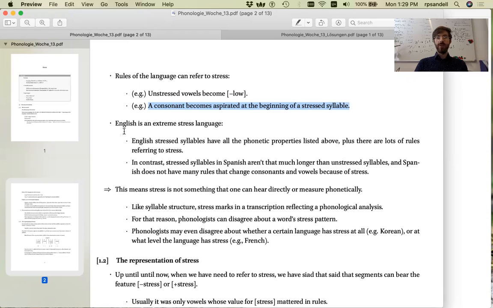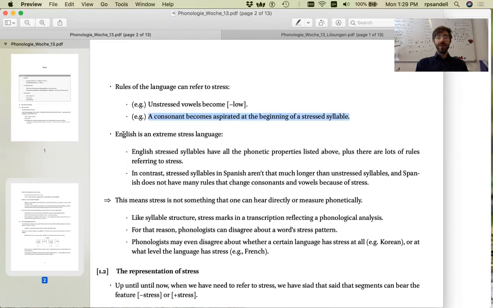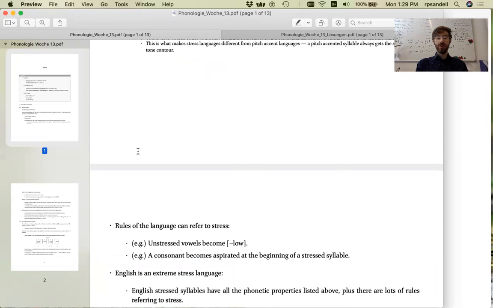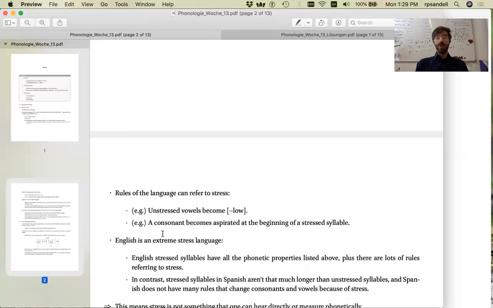And English itself presents a good example of a fairly extreme stress language. And this is why very often it's brought up as a canonical example of a stressed language, because in English, stressed syllables have essentially all three of these phonetic properties. They are universally longer, louder, and attract those intonational pitch contours to themselves. And moreover, there are a lot of various phonological rules in English that refer to stress, rules of vowel weakening, or sometimes perhaps even vowel deletion, rules like this one of voiceless stop aspiration that I just referred to.